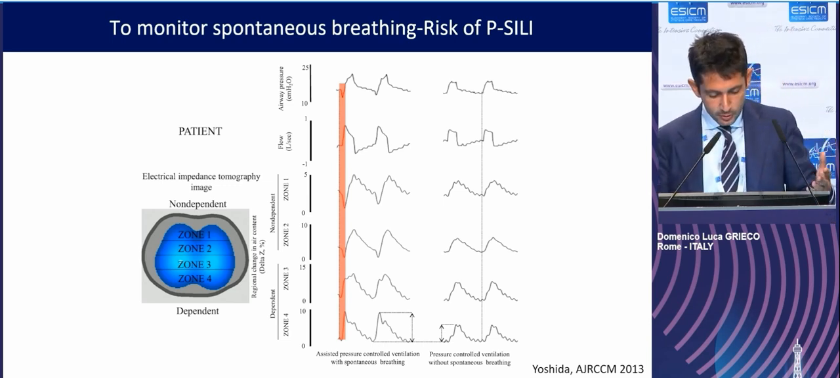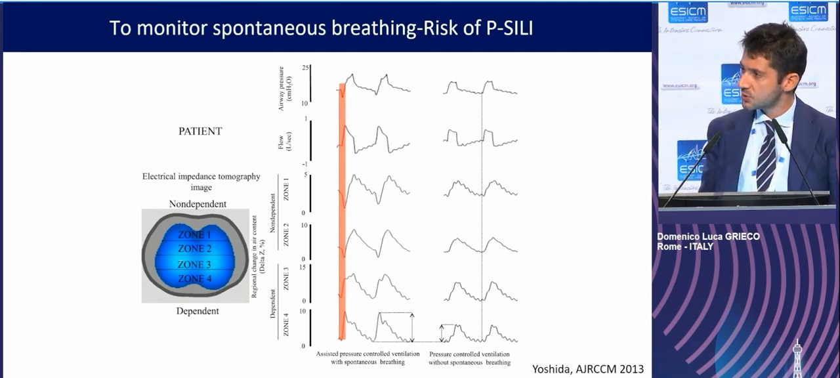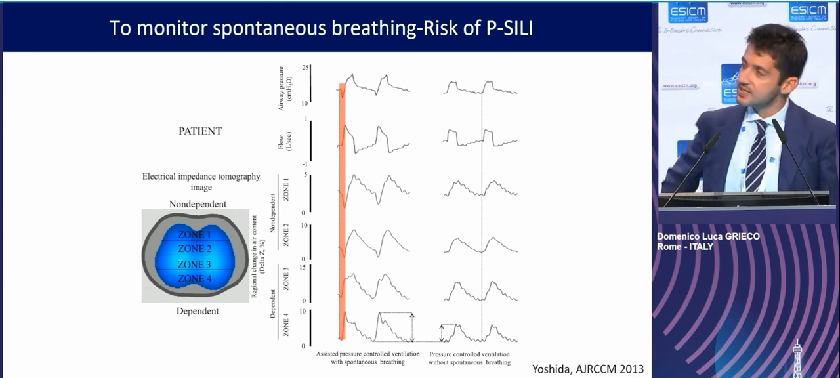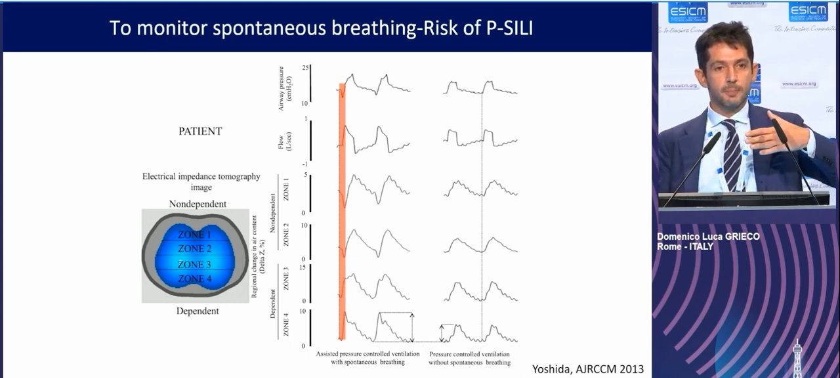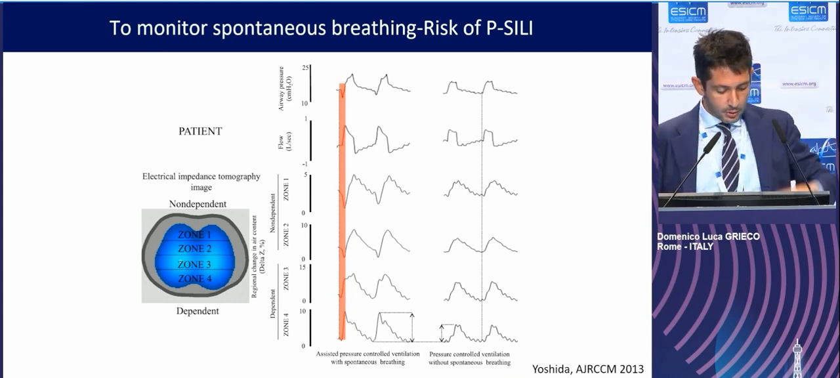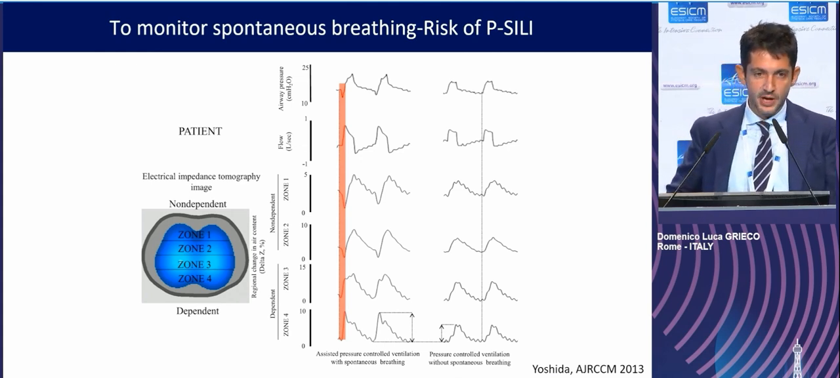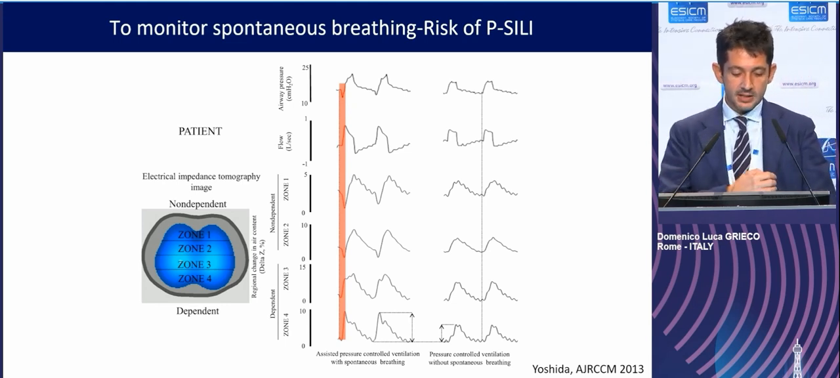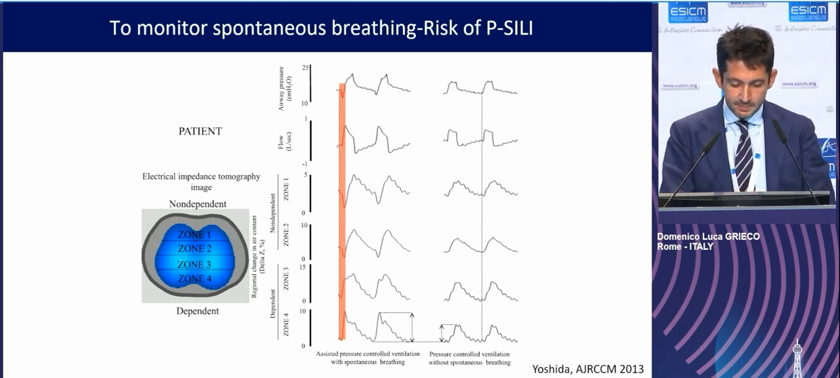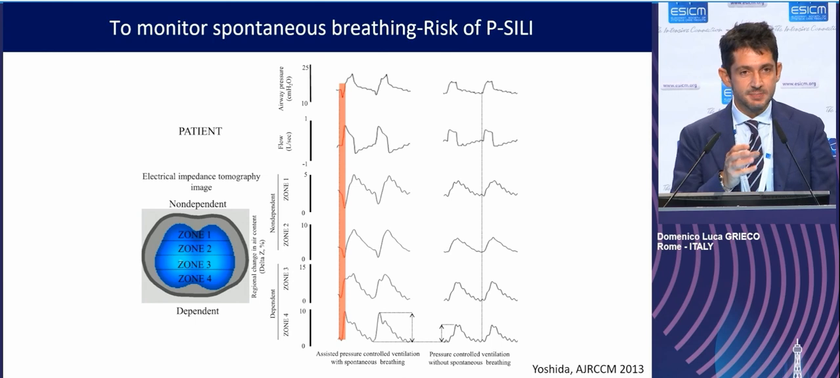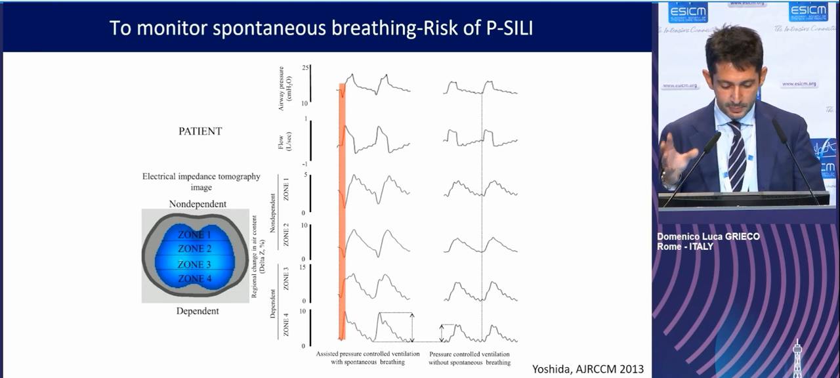This is an animal model in which ARDS was induced, and you have the EIT signal for the different zones of interest, from the most ventral part of the lung, zone 1, to the most dorsal part of the lung. You have on top airway pressure and flow tracings. This is pressure assist control ventilation. And you see here that in the left part of the slide, spontaneous breathing is maintained, while in the right part, spontaneous breathing is abolished by muscle paralysis.